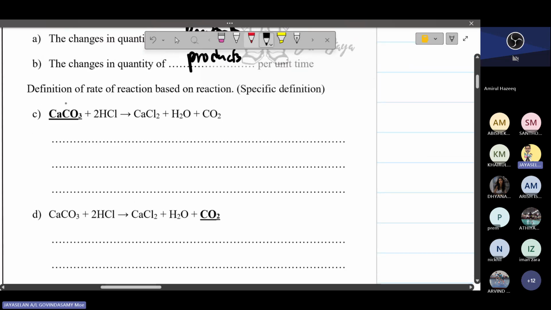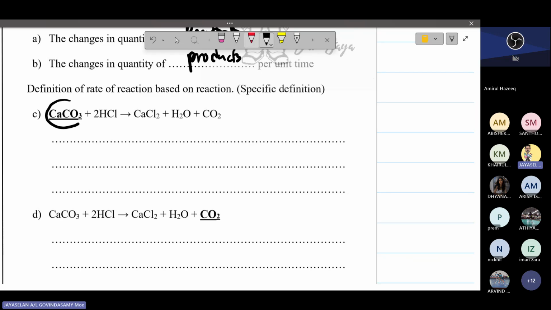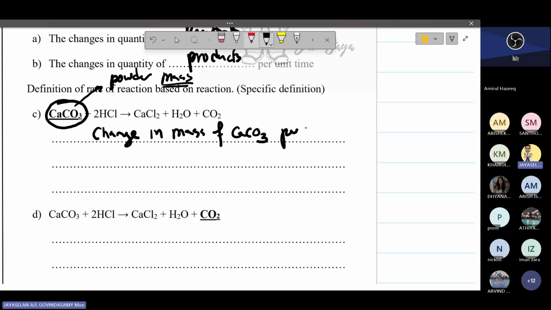Now we go for the specific definition. Let's say in the question they calculate this one. This is the reactant, and you must know calcium carbonate exists in the form of powder. That means they will measure mass. So they ask what is the meaning of rate of reaction in this experiment. You put change, it must be there. Change in what quantity? Mass. Mass of calcium carbonate. Then you put per unit time. You already score 1 mark.